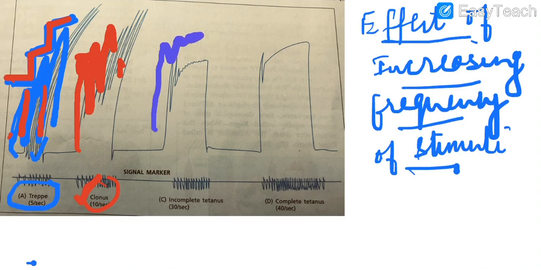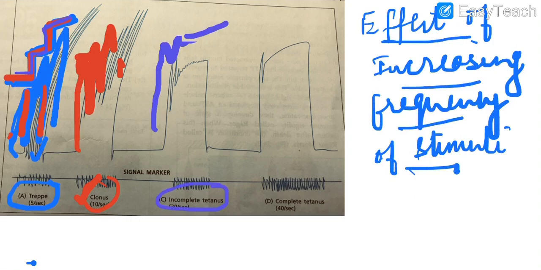So we can say there is an increase in the height, but in a smooth way, not in a staircase way, like in this way. That is called incomplete tetanus.